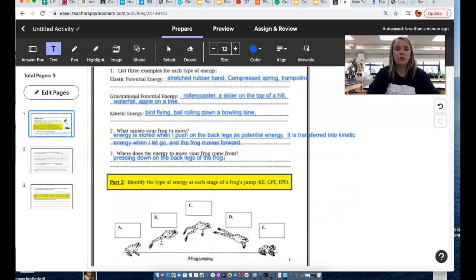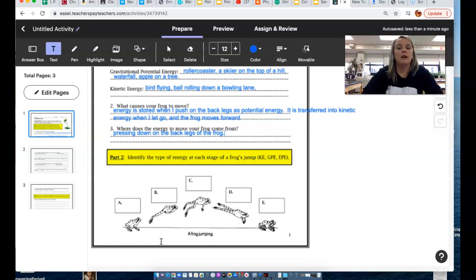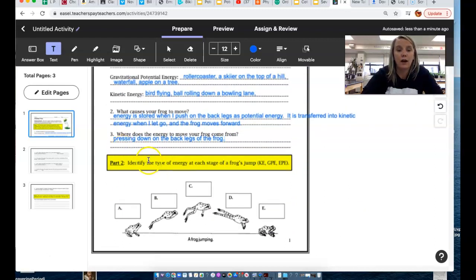All right, now part 2 is asking us to identify the type of energy at each stage of a frog's jump. You can abbreviate. We've got 3 different kinds of energy that we discussed up here. Kinetic energy is KE. Gravitational potential energy is GPE. And then elastic potential energy is EPE.